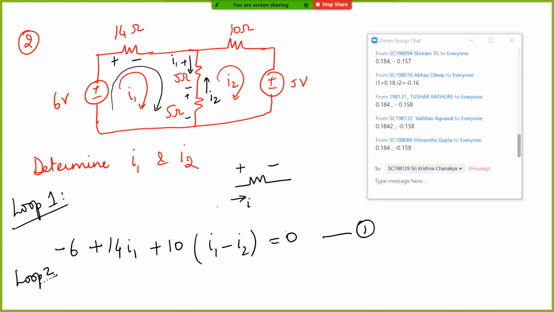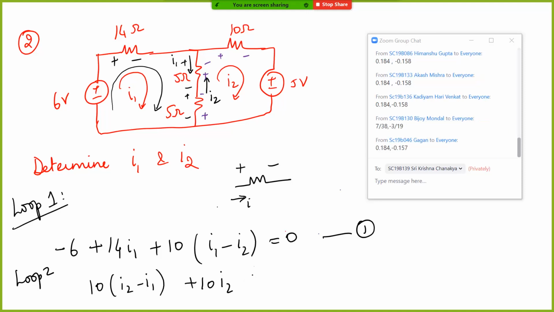If you look at loop number 2, let's say we start from here. Here you assume that I2 is stronger, so you say 10 times I2 minus I1. This is the direction in which the drops are, because the current is flowing in this loop. So it is 10 times I2 minus I1 plus 10 times I2 plus 5 equal to 0. These are the two equations and you solve them.